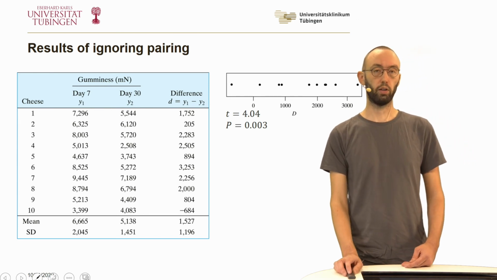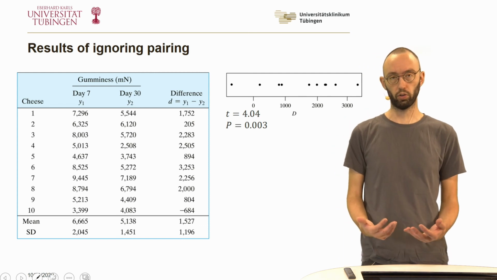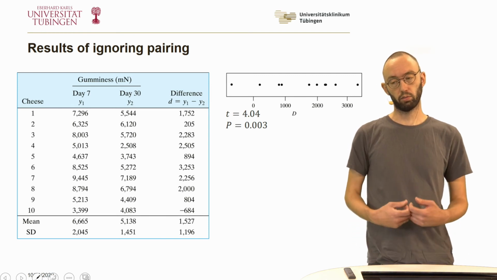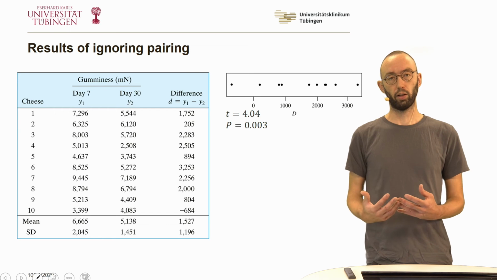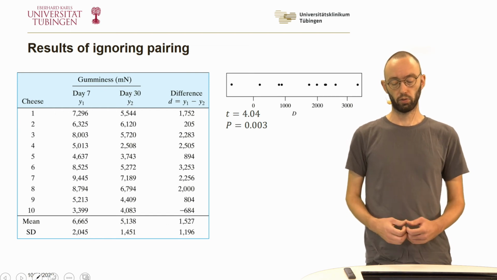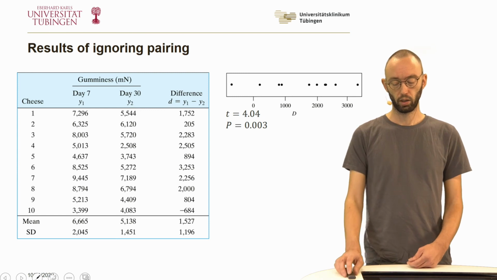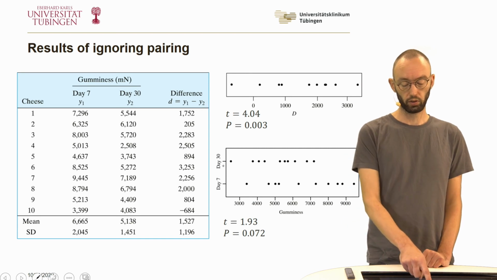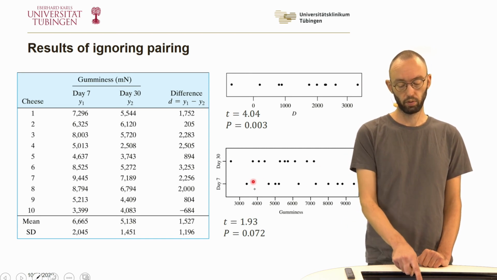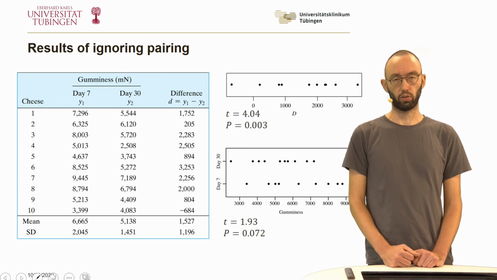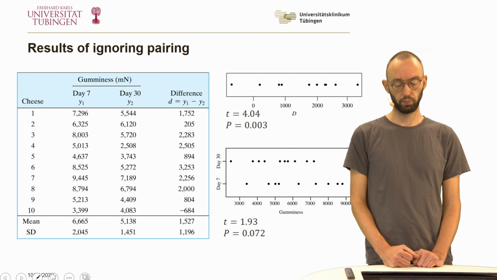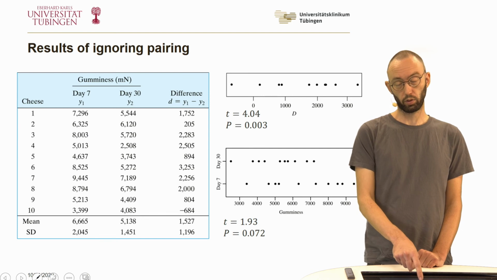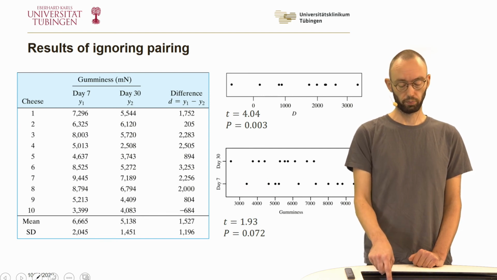Now, if we choose to ignore the pairing, this is something that we can do as an analysis choice in principle, even if it doesn't make much sense if we have a paired design. But contrary to that, we cannot invent pairing if we didn't have it as a design choice, as I said just a few minutes ago. But if in this case we choose to ignore pairing, then we treat these two samples as independent. So we make a dot plot that just simply compares the gumminess on the two days. So we do not subtract out the variability, the baseline variability between the different cheeses.